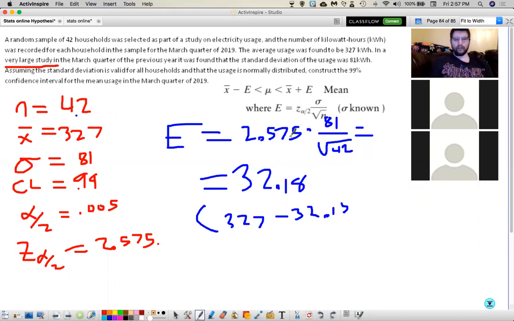All right, so we left off. We are finding the confidence interval. We already calculated the error using our error formula for a Z confidence interval. Sigma is known.